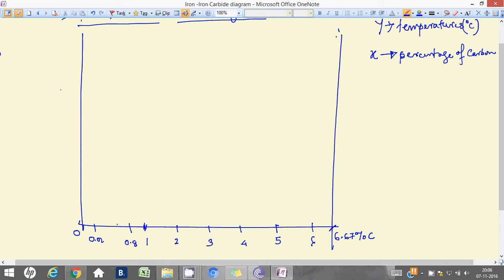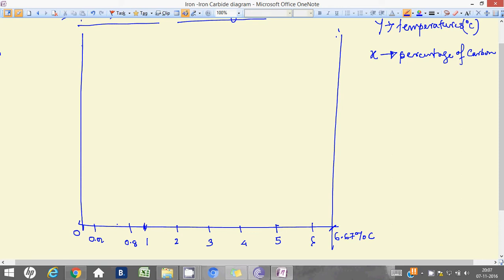Next, we will be marking the temperature on the y-axis. In different books or textbooks you will find the range of these temperatures written differently by different authors, but it should be approximately near a certain value. If someone is mentioning 1400, it should be in and around 1400, like 1394 or 1405. If someone is mentioning 600, it should be 585 or 590 or 605.